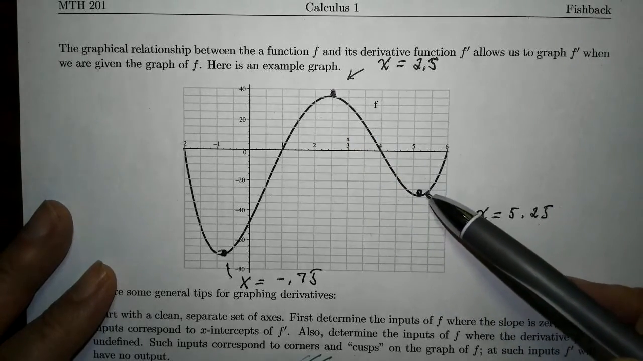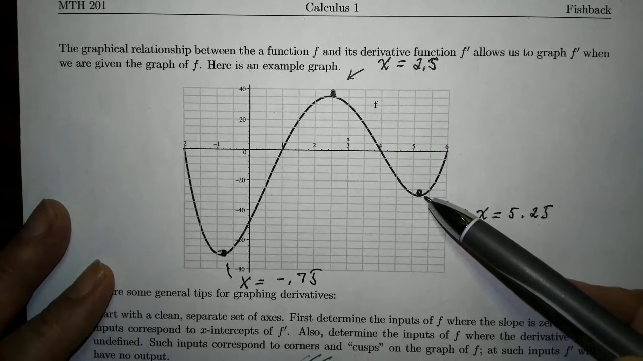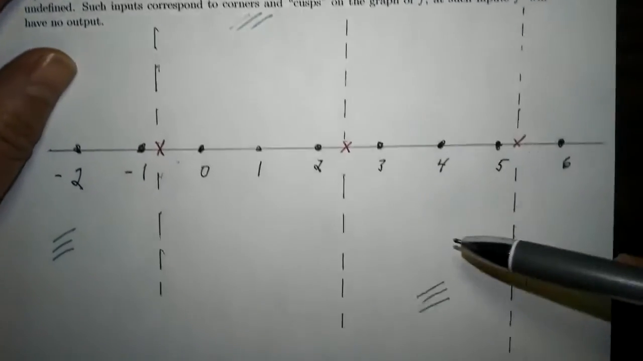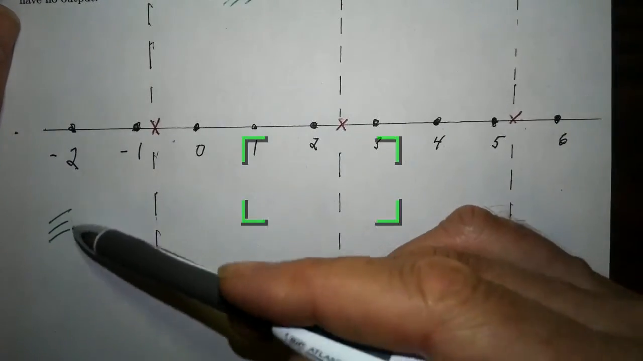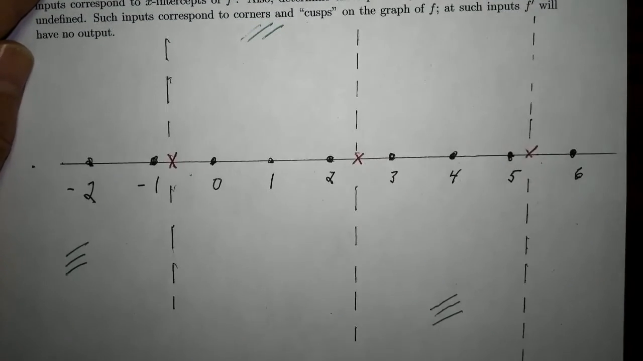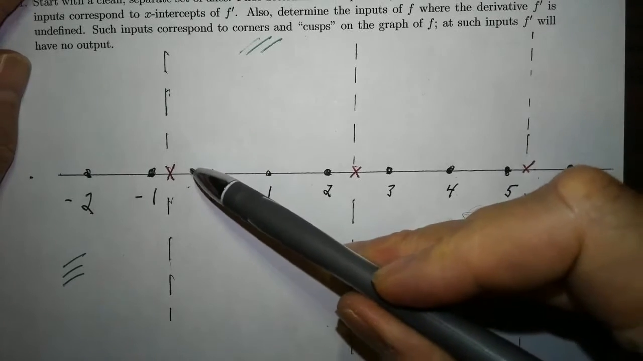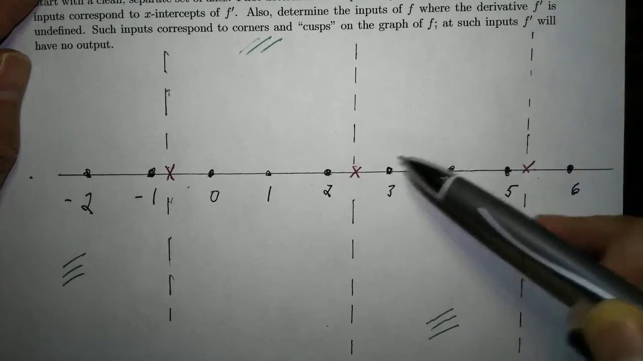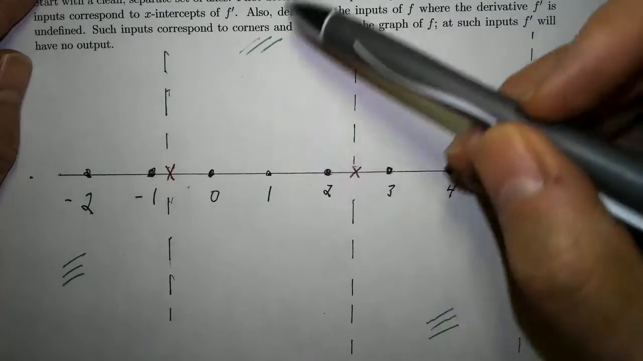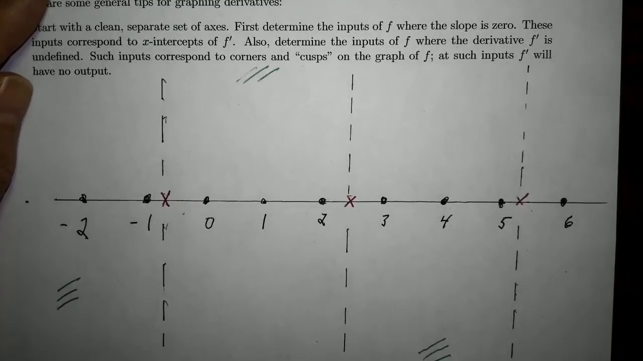Between 2.5 and 5.25, the function is decreasing. That means the derivative is always negative, which means the derivative graph is going to have to live down here. And with similar reasoning, the derivative graph is down there. So what we know is the following. We know that the derivative function has to cross at this point, that point, that point. The derivative graph has to live down there, and up there, and up there. Well, there's still all sorts of funky ways I could draw a curve.